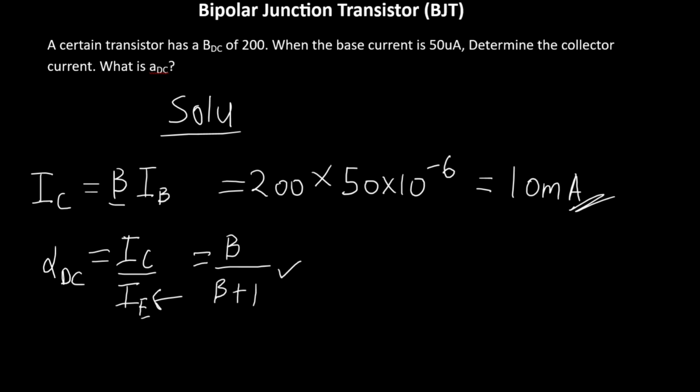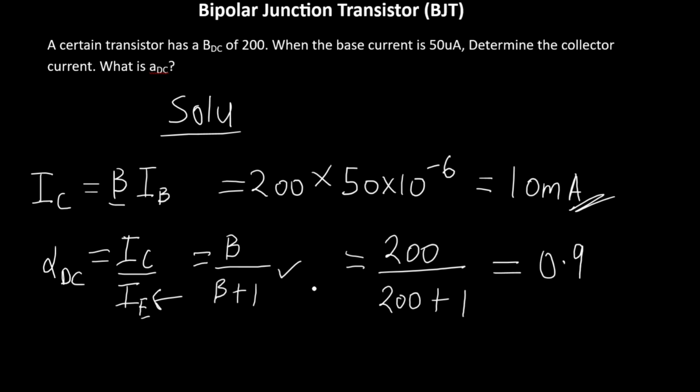Now inputting our values, we have 200 over 200 plus 1. When we input this in the calculator, we have our answer to be 0.995. Remember again that your alpha DC can never be 1. So hence the reason why we do not approximate to the nearest tenth.